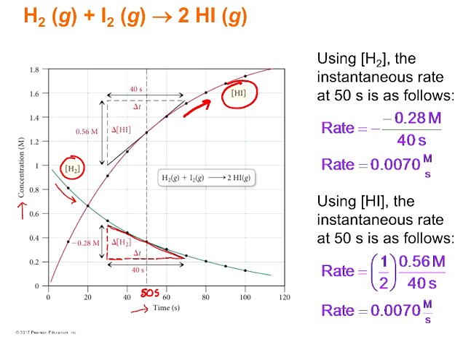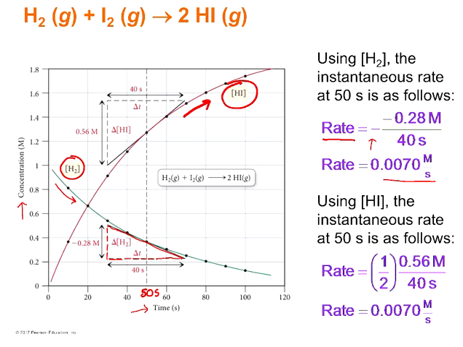So then to calculate the instantaneous rate, we're going to take the negative of negative 0.28 moles per liter and then divide that by 40 seconds. And remember that negative sign in the front is there because we're losing hydrogen as the reaction proceeds. So our instantaneous rate would then be 0.0070 moles per liter per second. And again, this would be at exactly 50 seconds, so that is our instantaneous rate.